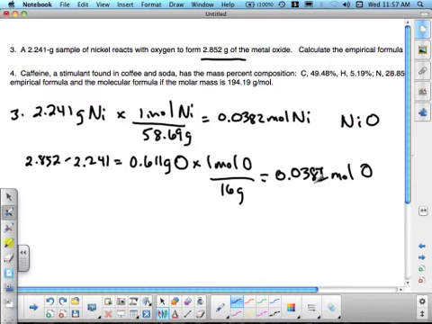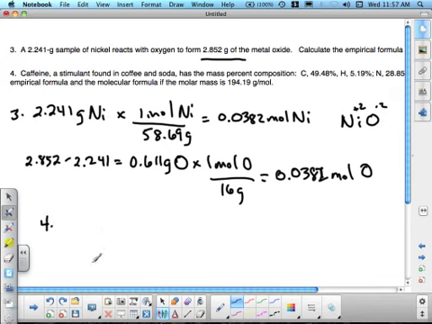Because if I divide them both by 0.0382, I end up with 1s for both nickel and oxygen. And knowing nickel the way I do, it usually forms a +2, so it makes sense that its formula would be NiO. All right, number 4, caffeine.